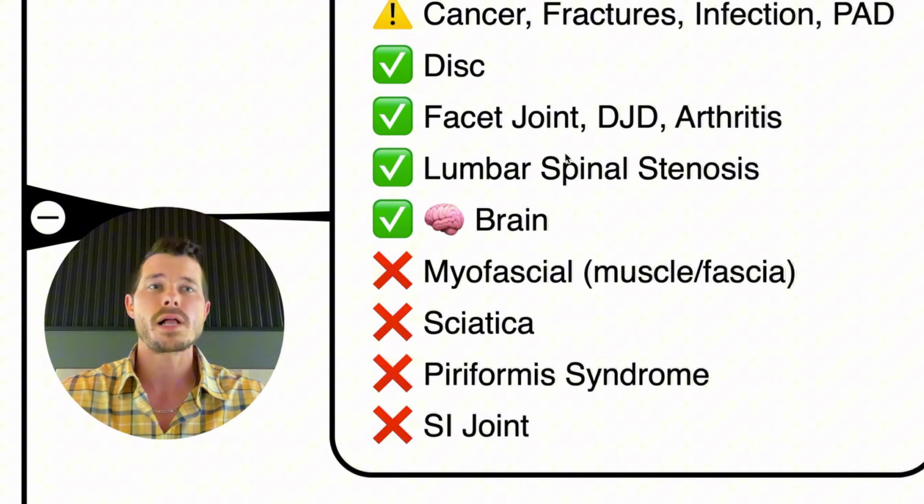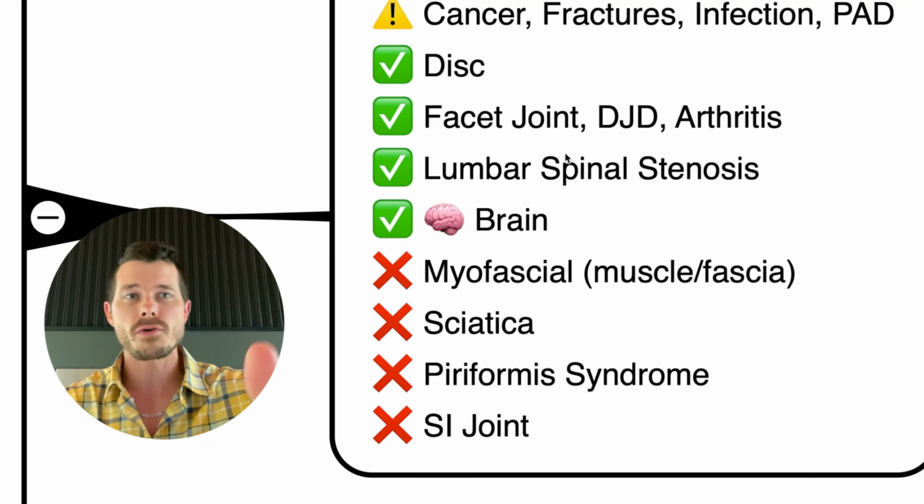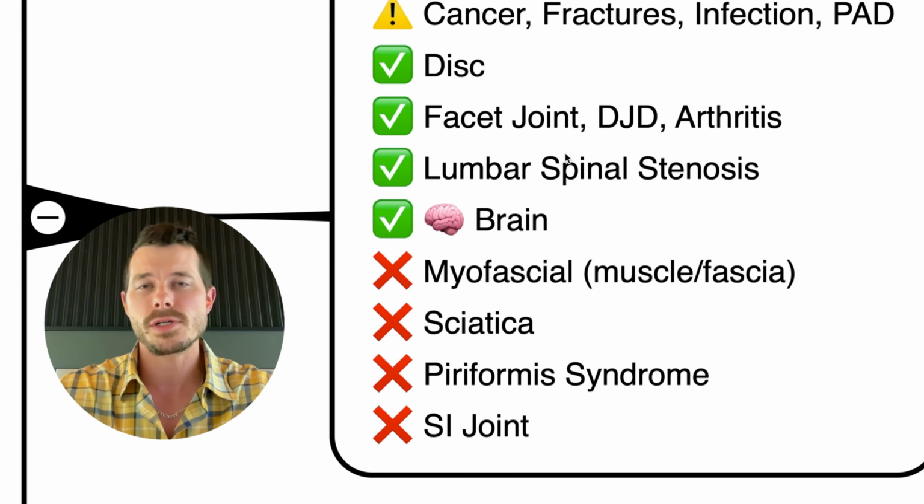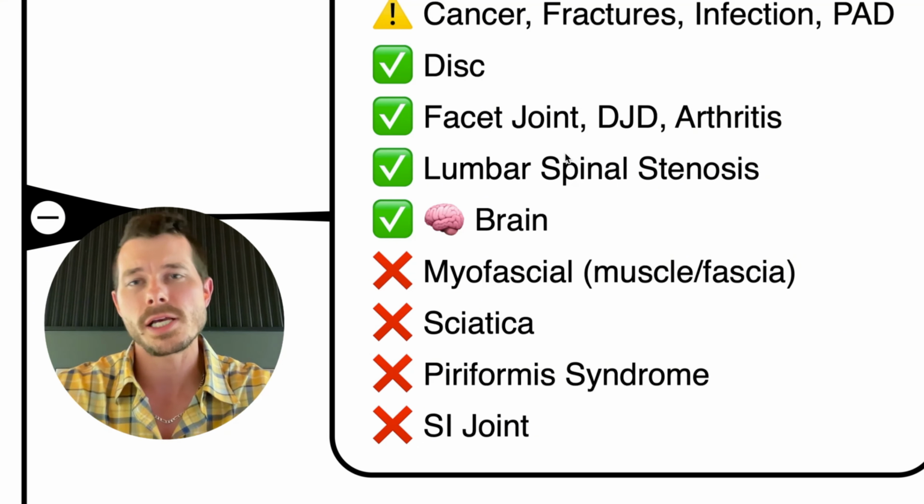First things first, we want to rule out big, ugly, scary things. They're not very common, but they can occur, so I want to make sure you don't miss them. So we're going to give you everything you need to rule out, with a high degree of confidence, if something like a cancer, a fracture, an infection, or a blood supply problem, peripheral arterial disease, PAD, is causing the back, butt, and leg pain that you're experiencing. Then we're going to move on to more common causes of pain in this area, which would be disc herniations. Then facet joint problems in your lower back, degenerative joint disease, arthritis, lumbar spinal stenosis.